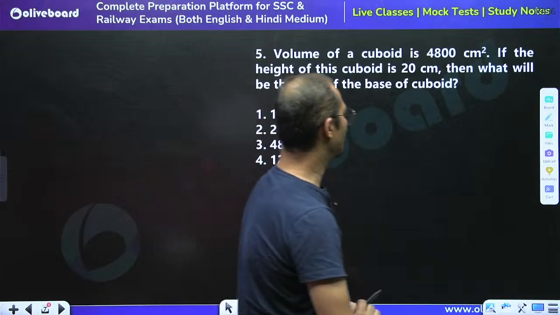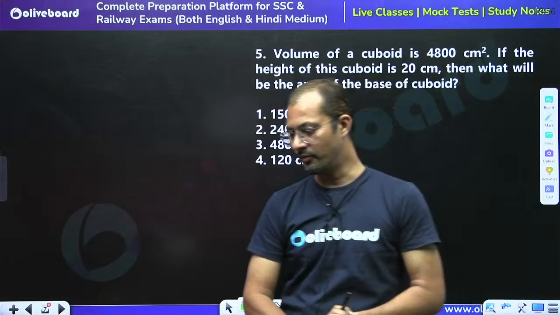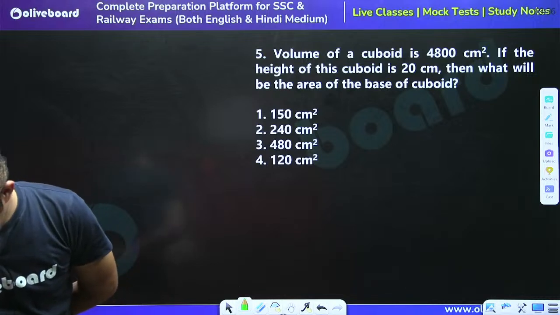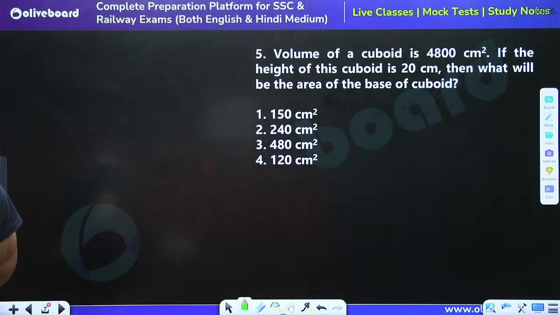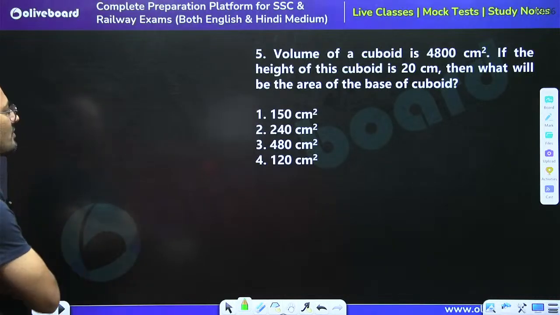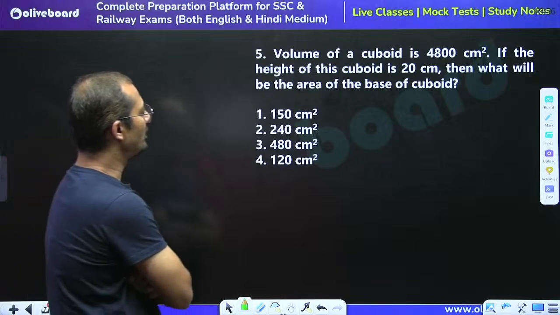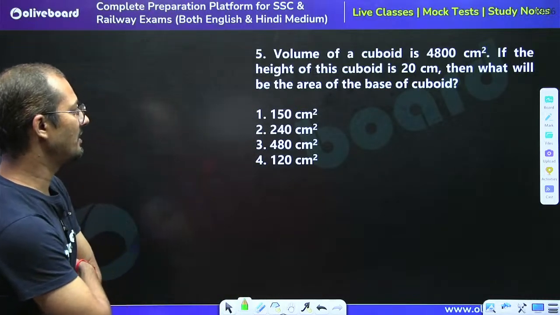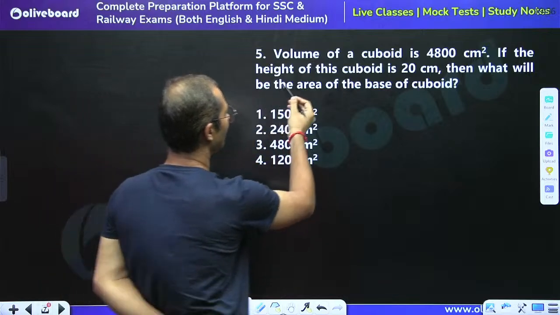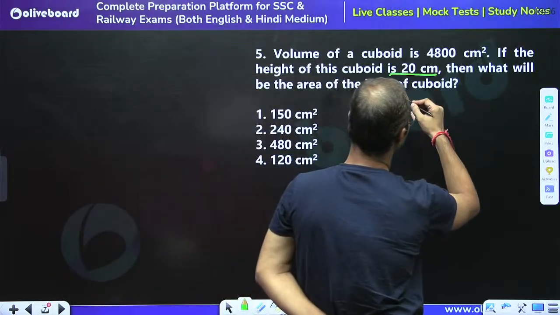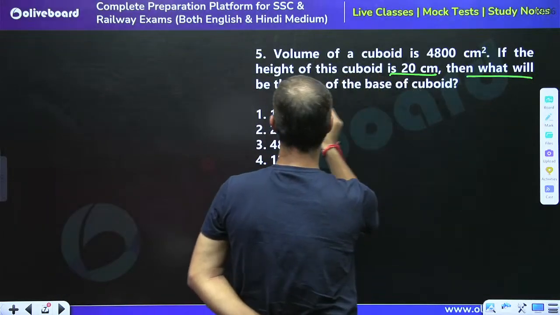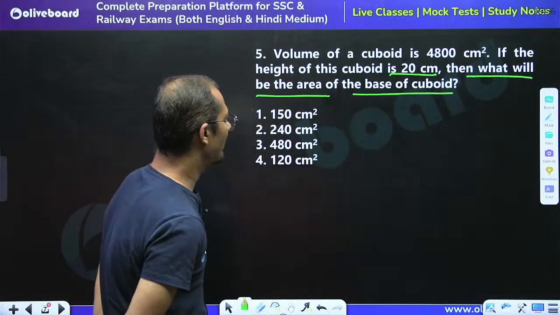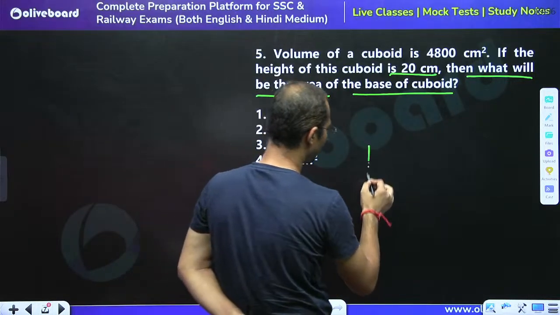Okay, so moving to the next question. Now tell me what is the answer for this question? The volume of a cuboid is 4800 centimeter cube. If the height of this cuboid is 20 centimeters, then what will be the area of the base of the cuboid? See, what is a cuboid?